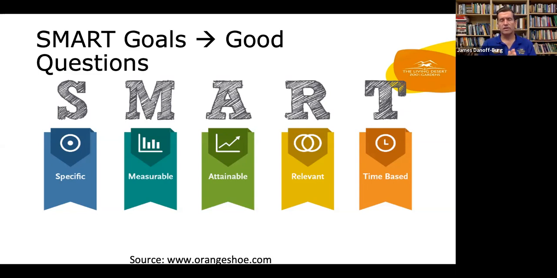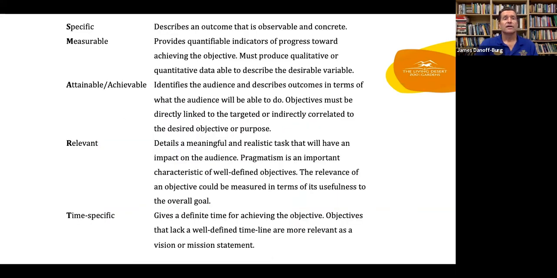And people change this quite a bit. You might have seen a SMARTER goal or a bunch of other things where they add on 2 other words too, for example. But SMART is a great tool. And at the bottom of the screen is this website called orangeshoe.com that talks much more about SMART goals. On this next screen, in case you'd like to see that or take a screenshot of it, this goes into a bit more detail about what each of these mean.